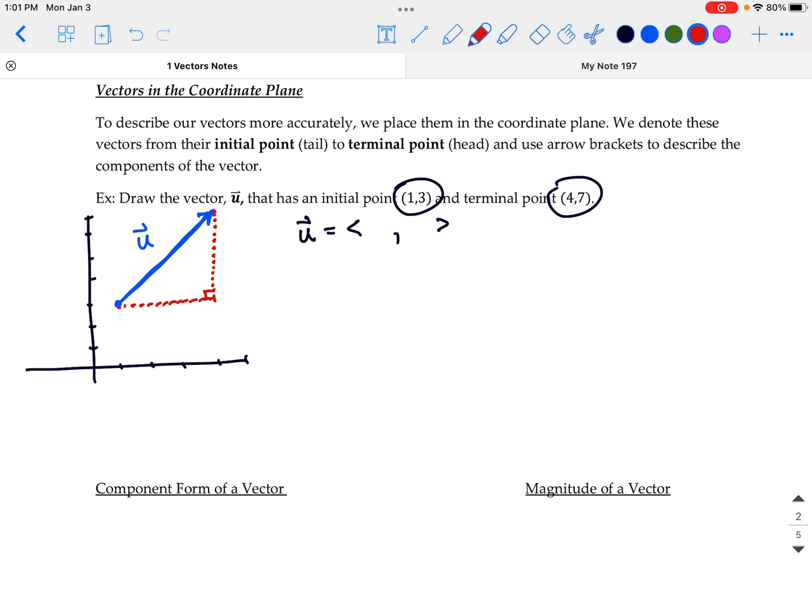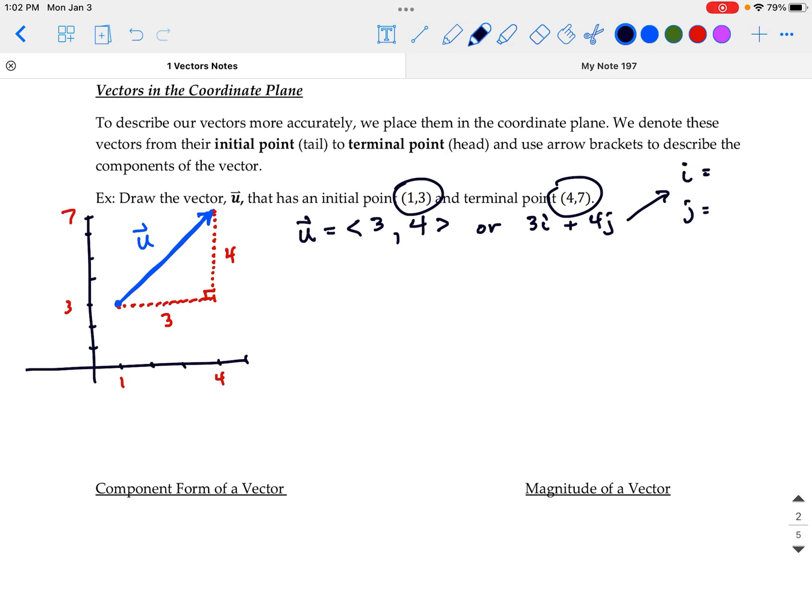And so we can see from our picture here that the distance along the horizontal is 3 units, and the distance along the vertical is 4 units. And these are going to be the two components for our vector. So u is 3, 4. There's one way that we could write it. The other way we can write it is using some engineering notation, which would be 3i plus 4j. And we'll see this a little bit in our homework.